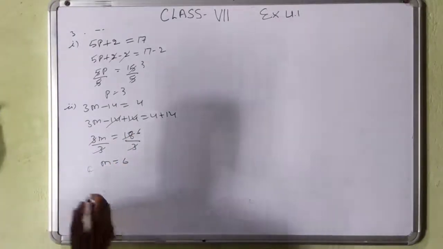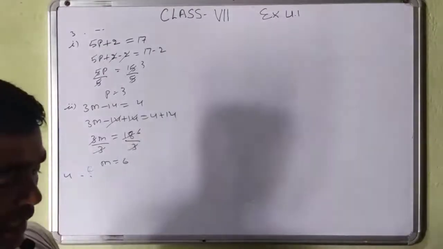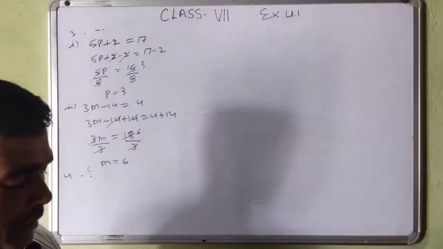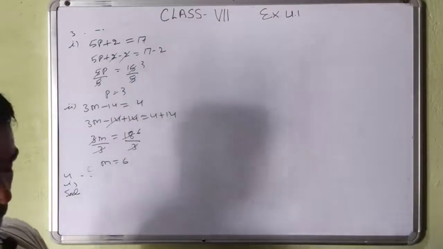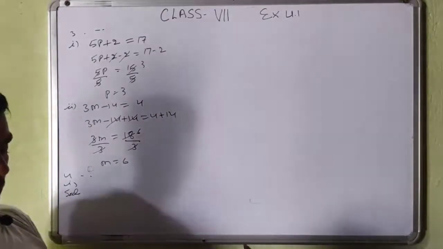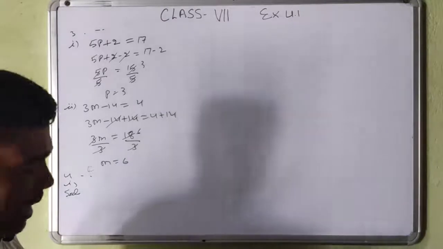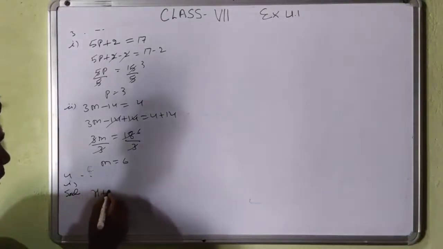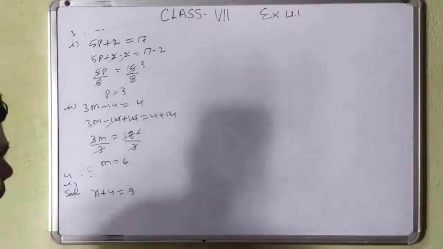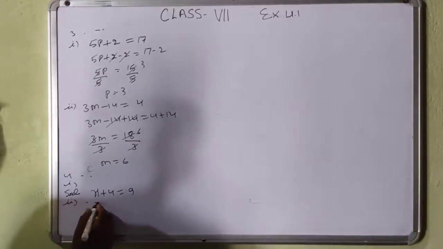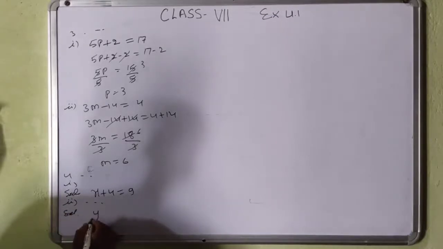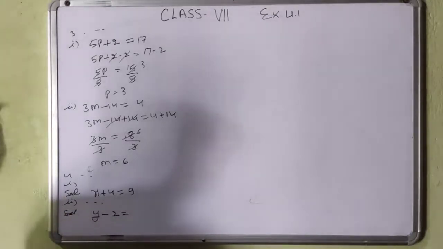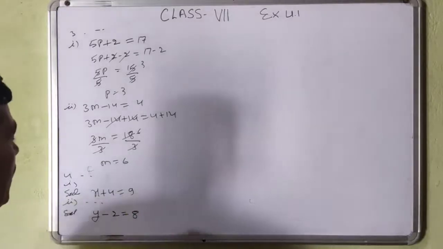And then the fourth question: write equations for the following statements. I will write only the solution here. First part: the sum of number x and 4 is 9. So that will be x plus 4 is equal to 9. Second part: 2 subtracted from y is 8. Y minus 2, that is 8. It means y minus 2 is equal to 8.